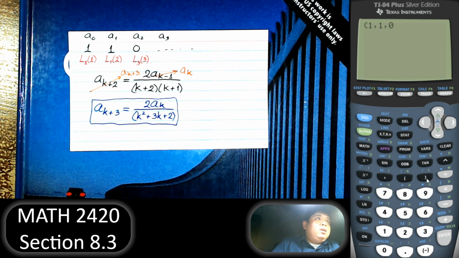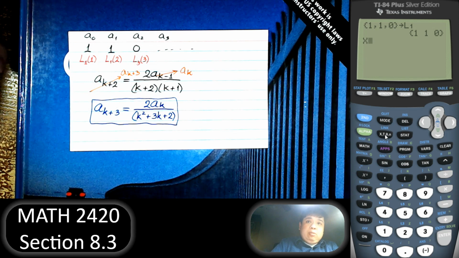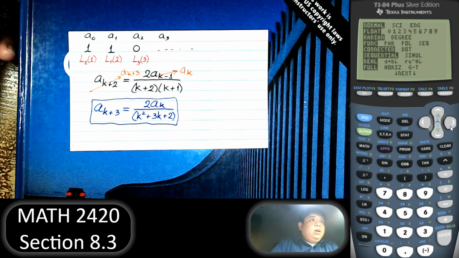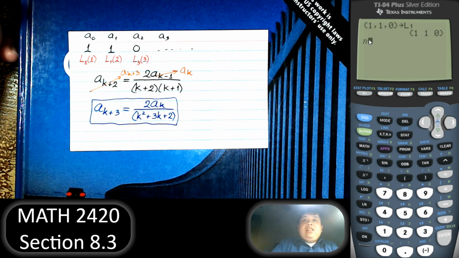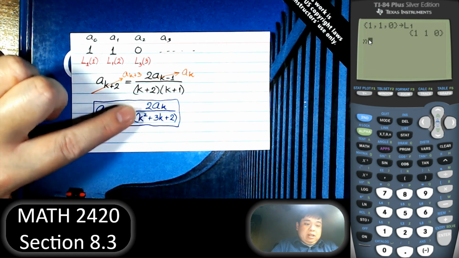And now we hit the STO key and store to list 1. Now list 1 starts with 1, 1, 0. What's next is we'll generate the numbers. We're going to extend the list. By the way, if you want things to be easier, use n or k, or you can use x. But if you want to use n, hit mode and go to sequence. In that case, every time you hit that button, it's going to be n instead of x, if that's what you prefer.